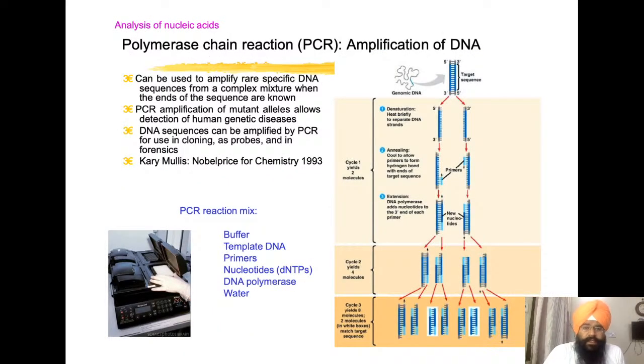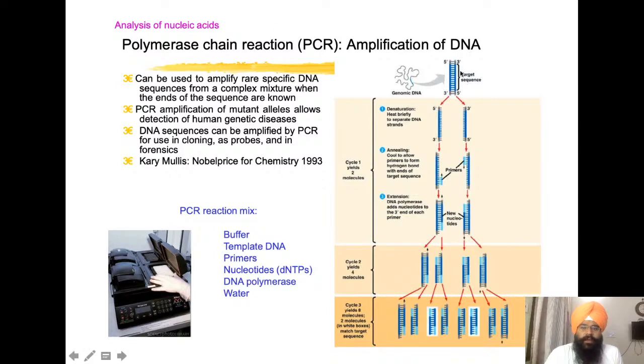On the first day, we discussed a little bit about PCR, but we will go into details today. PCR can be used to amplify rare DNA sequences from a complex mixture when the ends of the sequences are known. PCR amplification of mutant alleles allows detection of human genetic diseases. DNA sequences can be amplified by PCR for use in cloning, as probes, and in forensics. Kary Mullis, Nobel Prize for Chemistry 1993. So this is PCR, amplification of DNA.